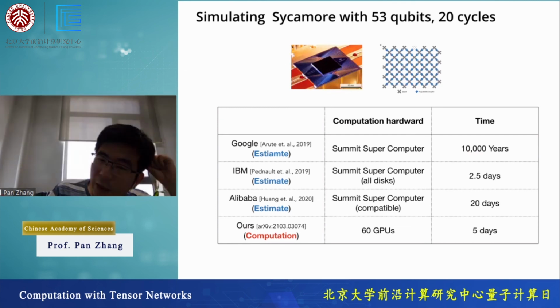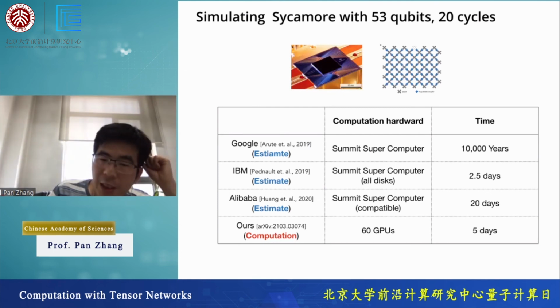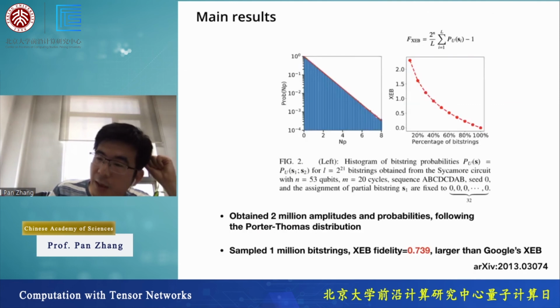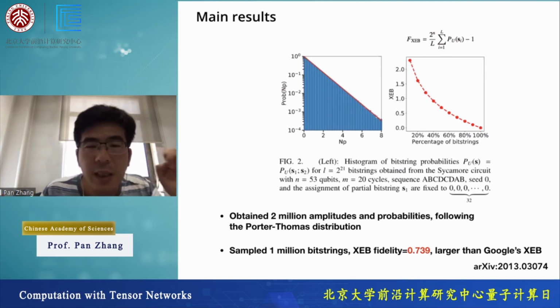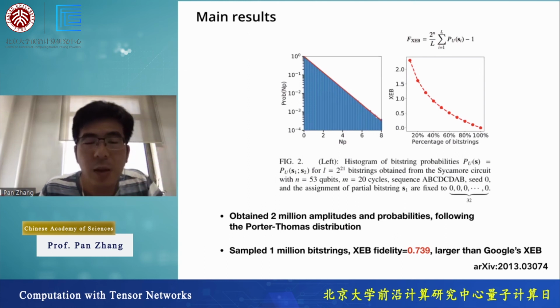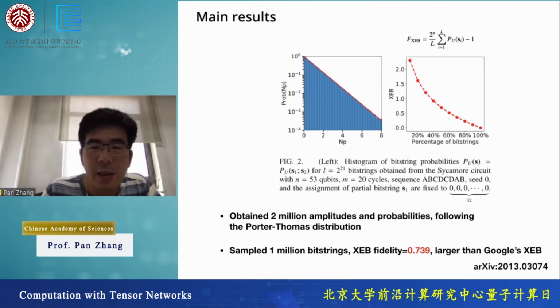So we actually finished these experiments using 60 GPUs in 5 days, and obtained some 2 million bit string amplitudes and probabilities. Here I plot the histogram of the probabilities of the obtained 2 million bit strings on the left panel, and you can see that it's close to the expectation, which is the red line.